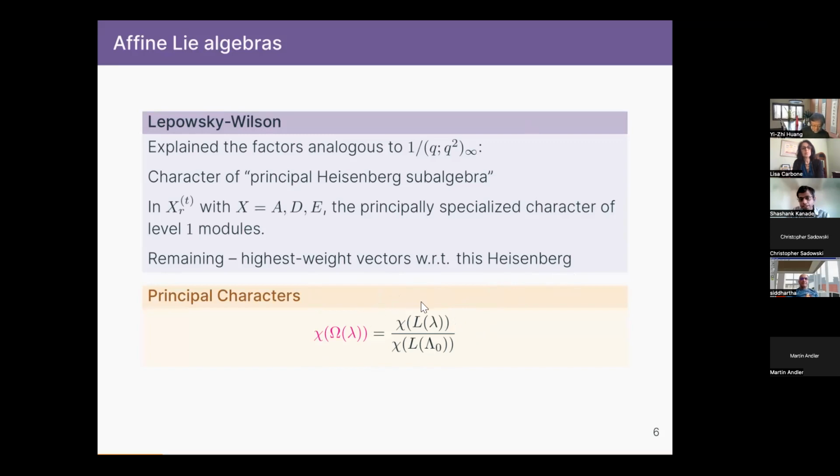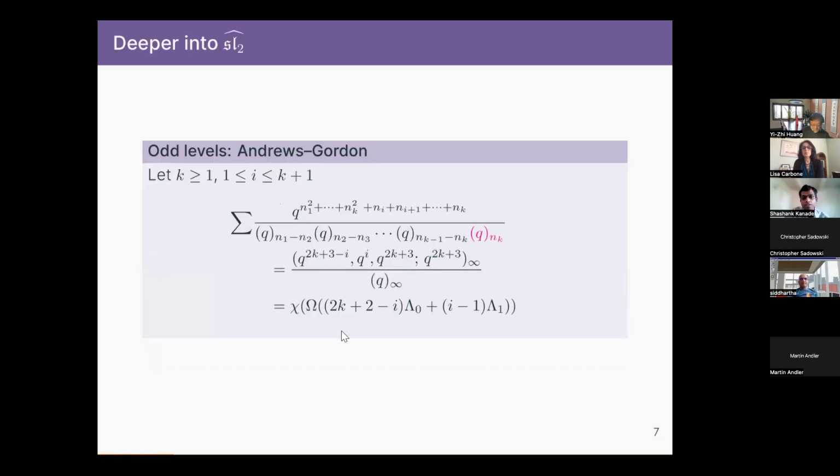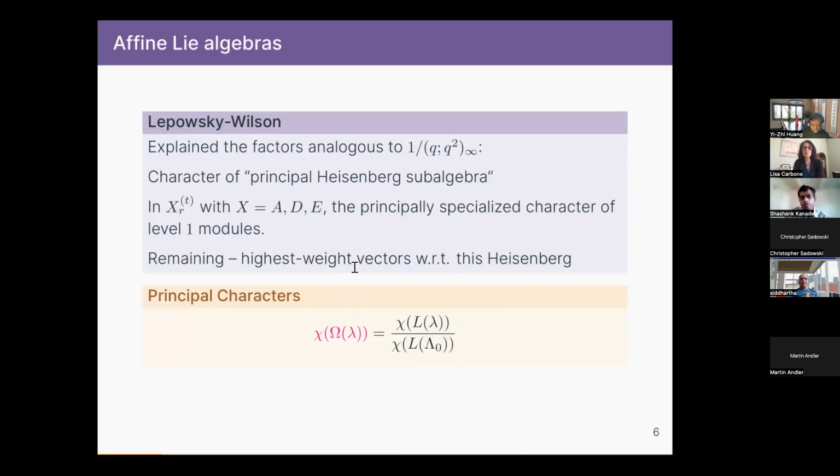So you're really taking the principally specialized character and you're deleting this extra orange factor that I had in the previous slides. And I'll denote these by omega lambda. Omega stands for the vacuum spaces, as it's called. And this is what I'll call the principal character. Okay so far? All right.